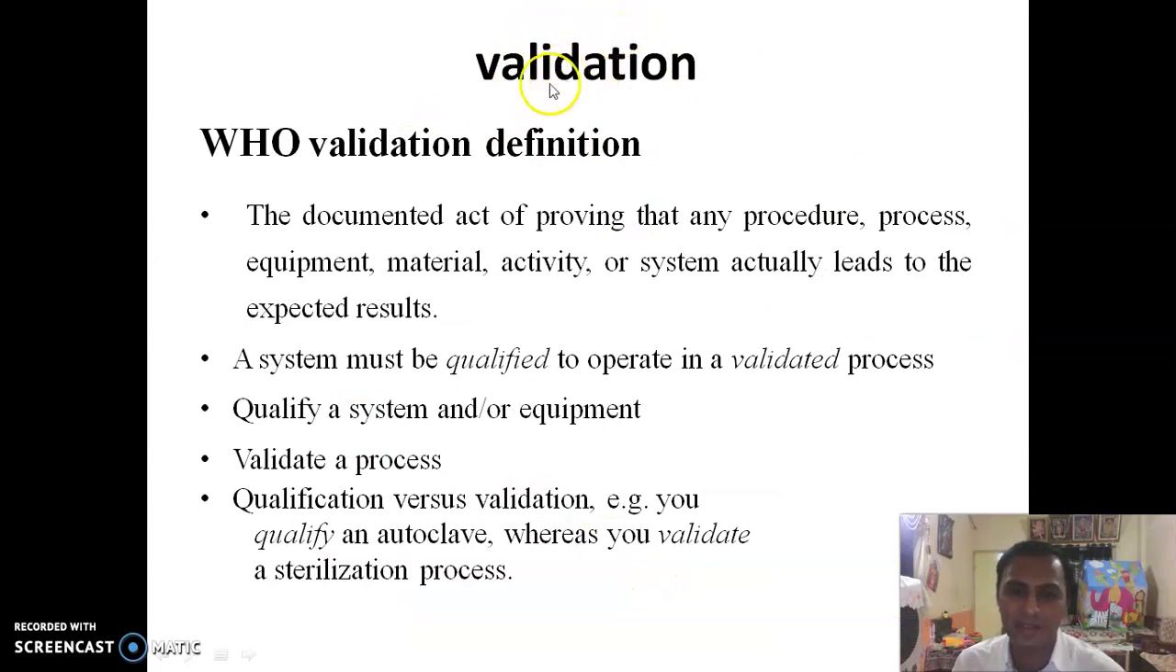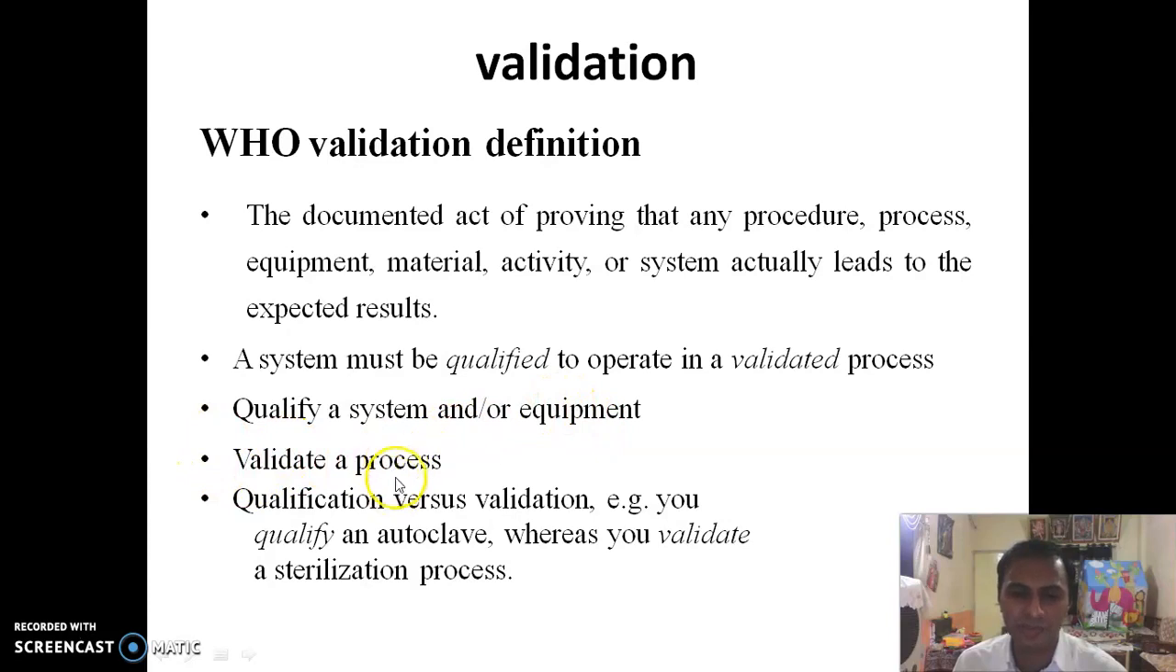So, validation. As per WHO, it is defined as the documented act of proving that any procedure, process, equipment, material, activity, or system actually leads to the expected results. A system must be qualified to operate in a validated process. Qualify a system or equipment. Presently we are studying the equipment validation.